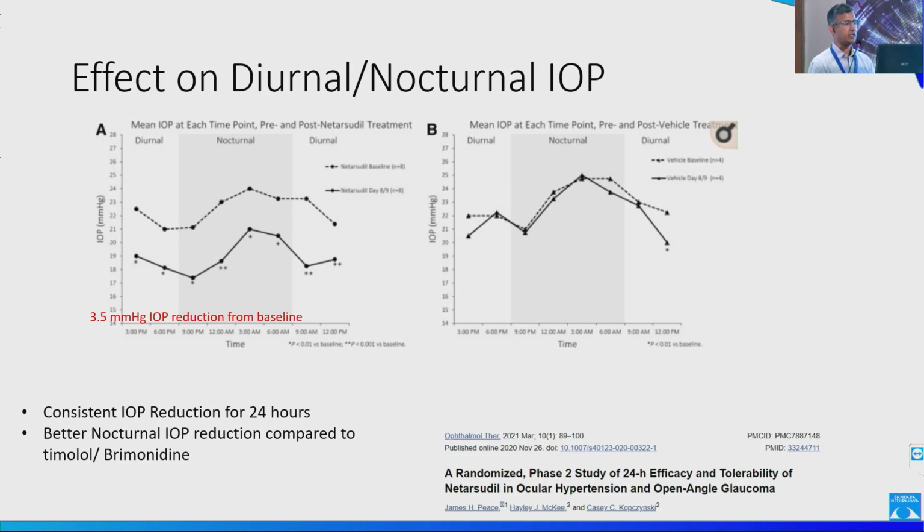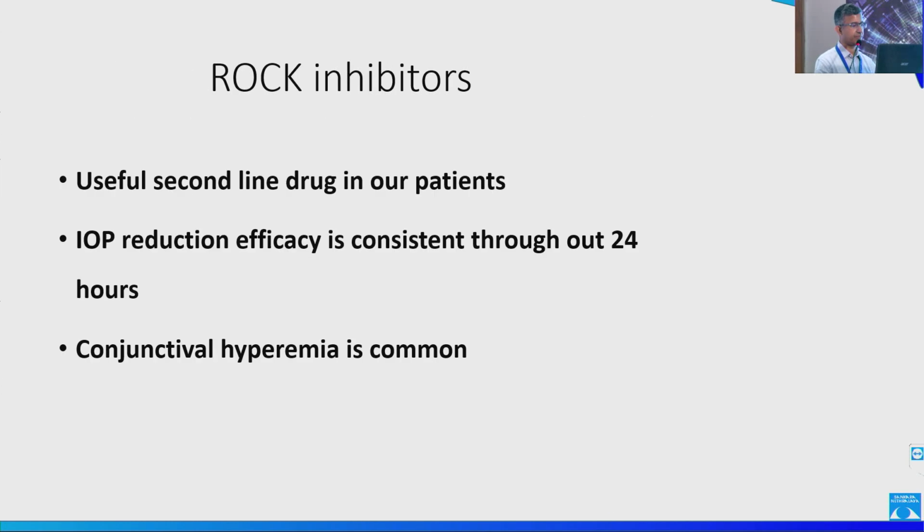What about nocturnal IOP? Because some of the drugs that we use don't really do that well at night. And what you can see here is that you do see a good reduction in intraocular pressure, and that reduction happens both at night and during the day. But at night, because the eye pressures go up, the actual intraocular pressure levels are a little higher than what you record in the day, but proportionally, the reduction is similar. So they're a useful second-line drug in our patients. And intraocular pressure reduction is consistent over 24 hours, but keep in mind that conjunctival hyperemia is common, and the reduction is modest, which is the reason we don't consider using this as first line.